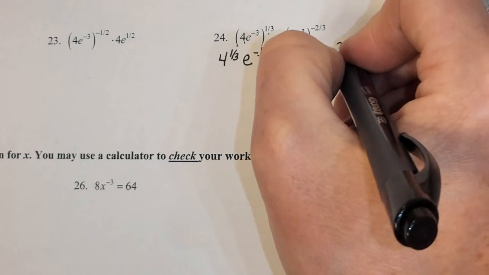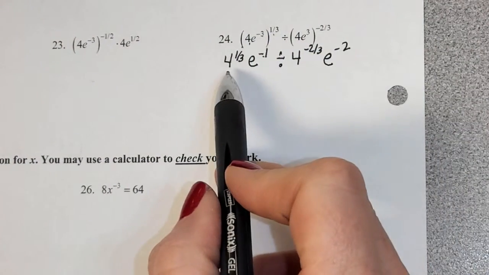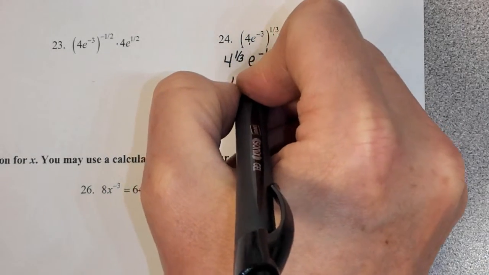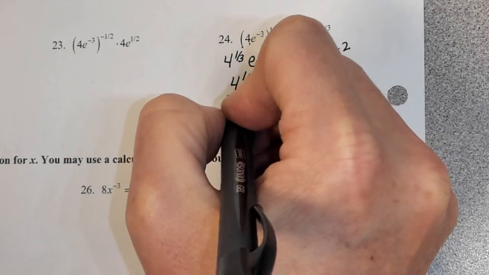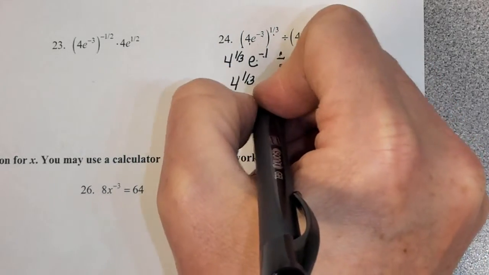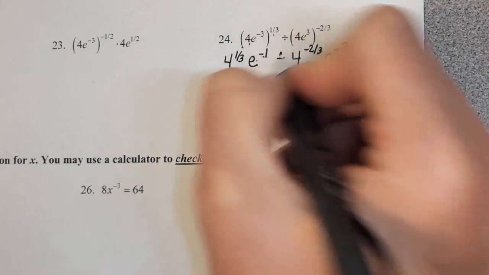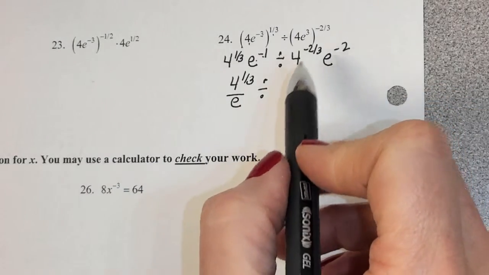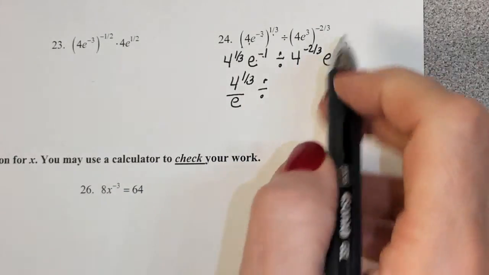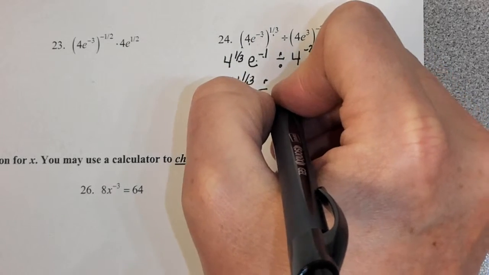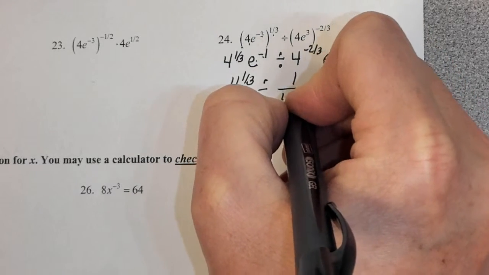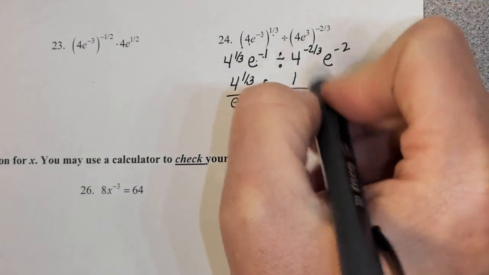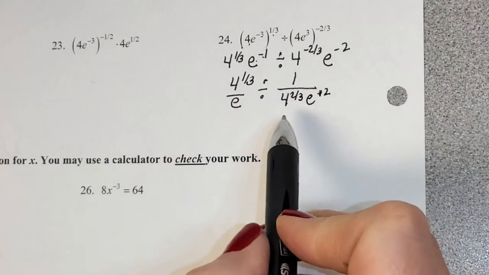So now what I'm going to do is I'm going to get rid of my negative exponents. So I'm going to have 4 to the 1/3 over e divided by, I'm not going to get rid of my divided by yet. You can do this however you want. I'm just showing you the way I'm thinking of it. So it's divided by, so now I'm going to rewrite this as 1 over 4 to the 2/3 e to the -2, or positive 2 now.